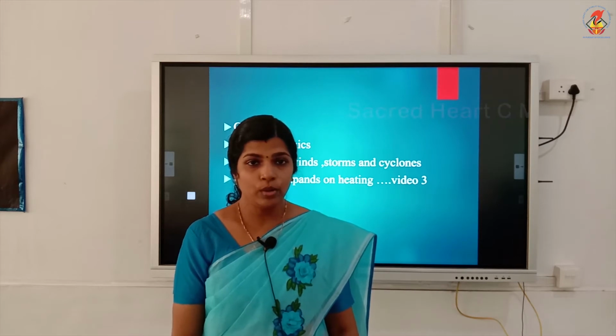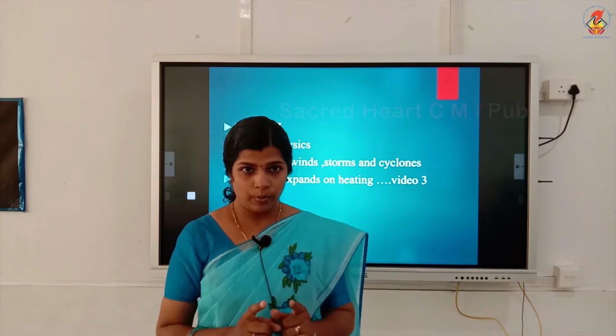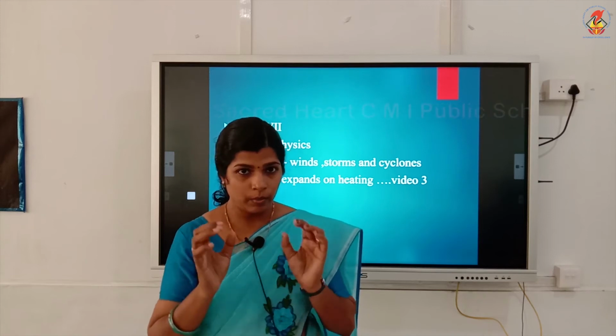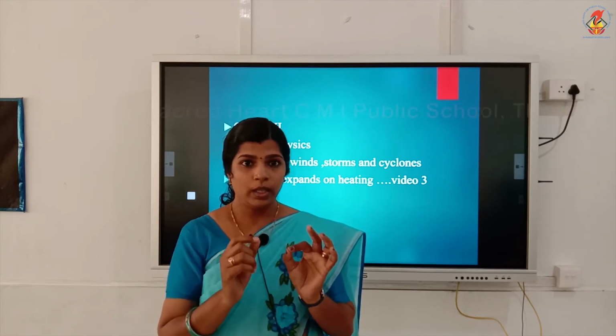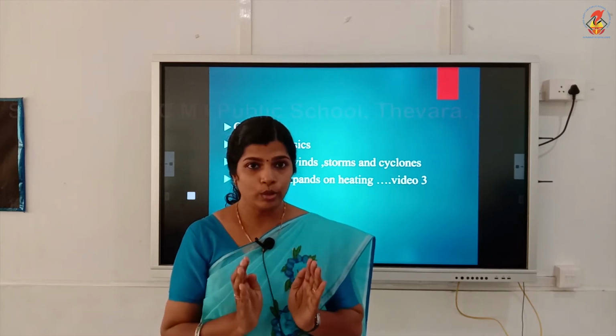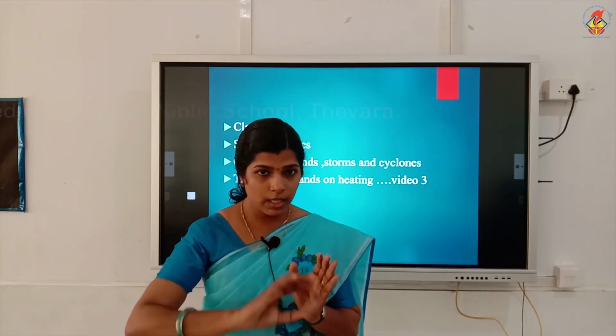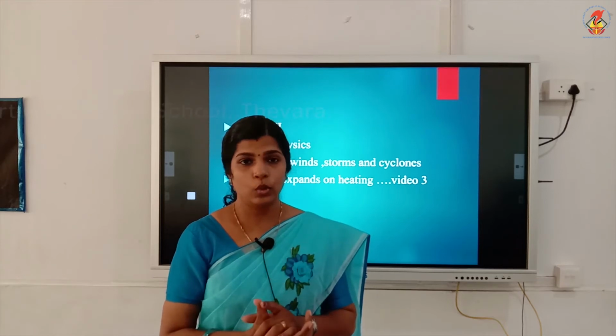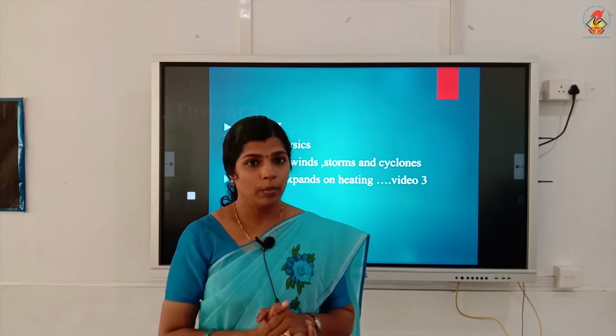So, what do you have to do? You have to take a test tube, cover it with a balloon. You can make it tight with the help of a tape. Now, you have to take hot water in the beaker, insert that test tube along with the balloon.